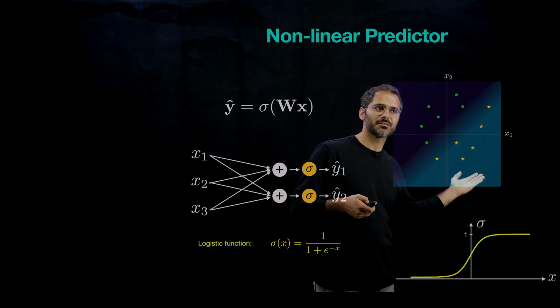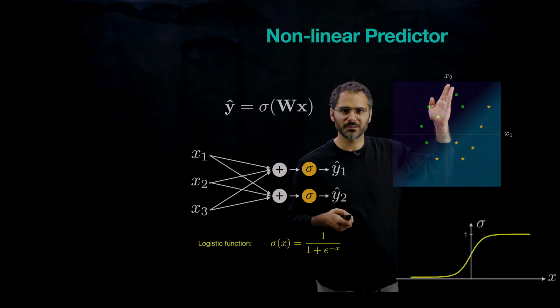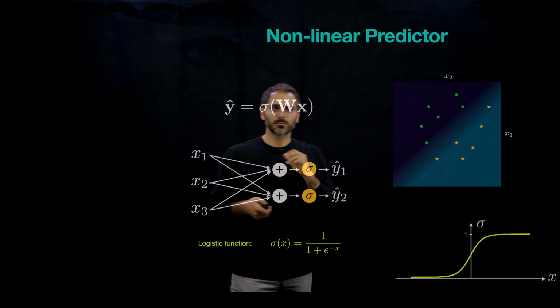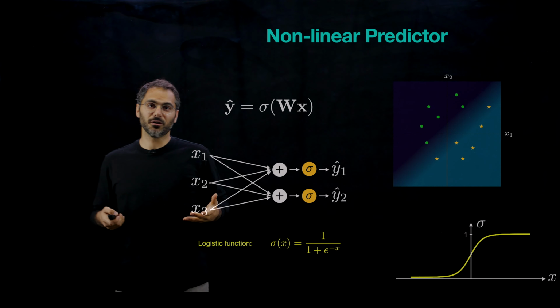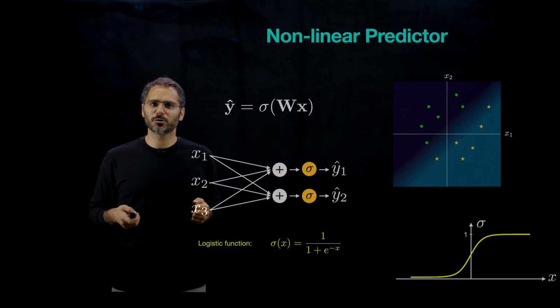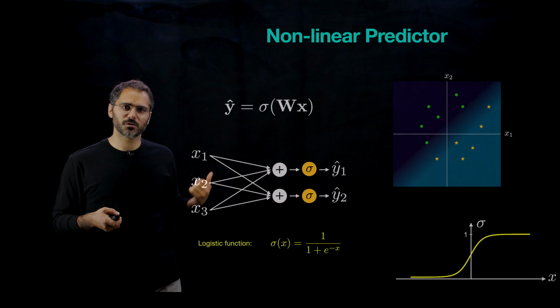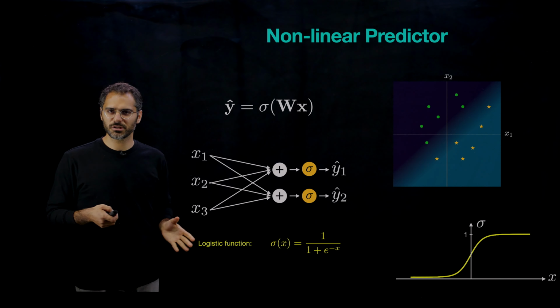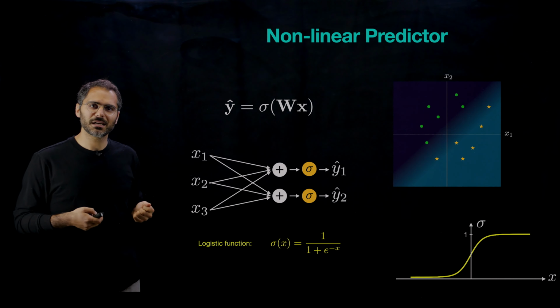If you're on this side, you're going to be 0. If you're on that side, you're going to be 1. And it goes smoothly between 0 and 1. The output of this predictor will give you the probability of being either 0 or 1. If you're above 0.5, you're going to be closer to 1. If you're below 0.5, the prediction is close to 0. So this is logistic regression, something that I mentioned quickly last time.